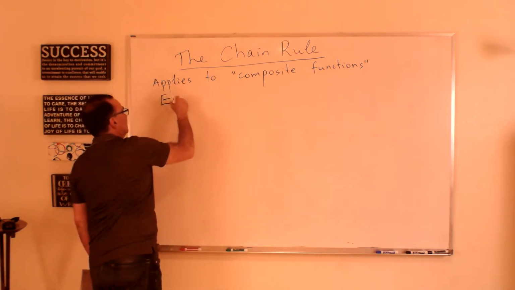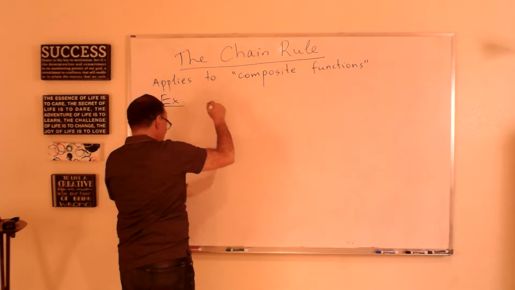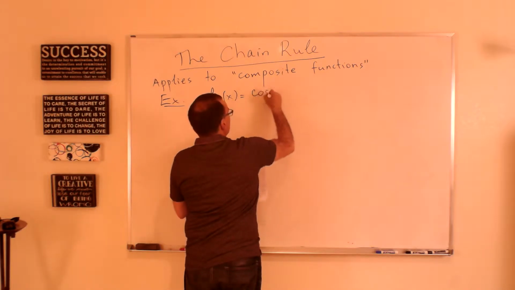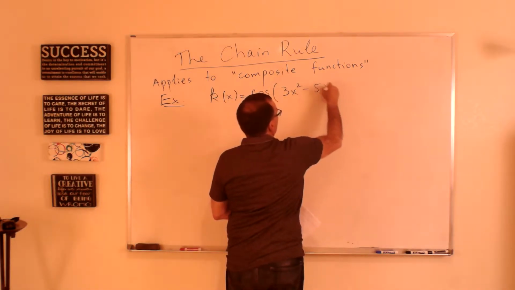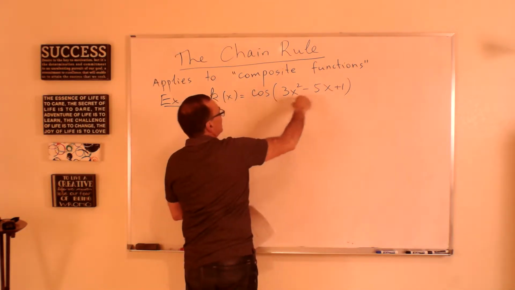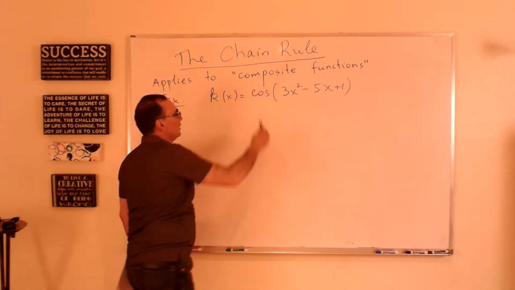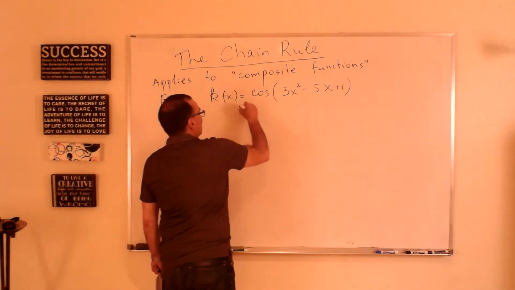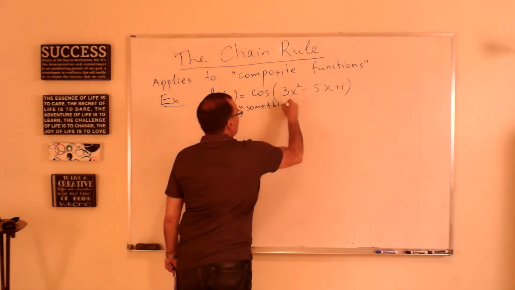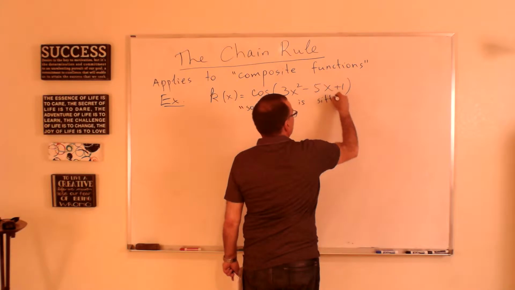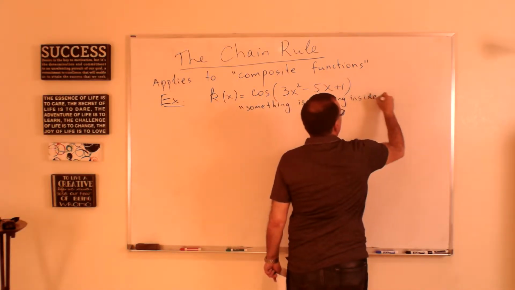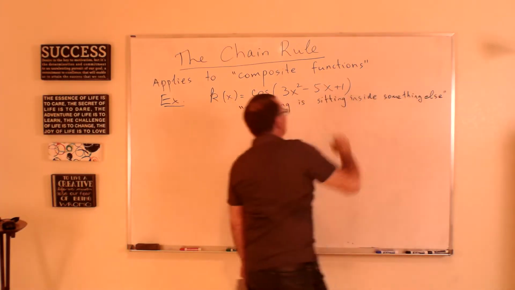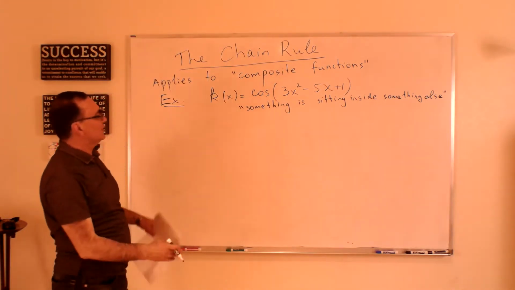For example, let's say f of x, or call it k of x, equals cosine of 3x squared minus 5x plus 1. So when one function or expression is sitting inside another, or you can say one function applies to another function. You may say something is sitting inside something else. So in this example, 3x squared minus 5x plus 1 is sitting inside cosine.